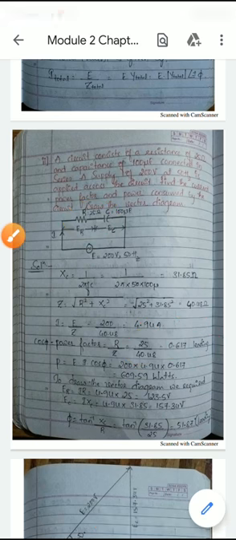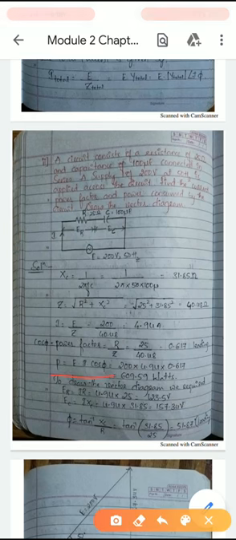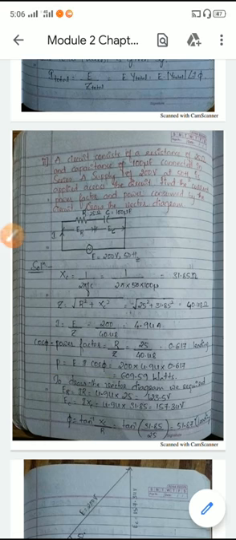Next, we know power is equal to EI cos phi. We know the value of E is 200, I is 4.94 and cos phi is 0.617, then we will get the value of power as 609.59 watts, right?